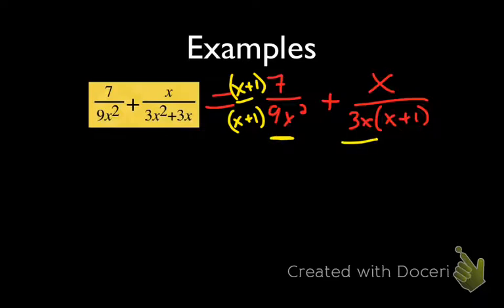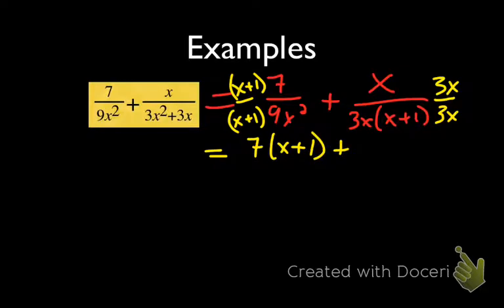So the question is, what do I multiply the right-hand side by to give me a 9x squared? Yeah, so I need to multiply by 3x. So I multiply by 3x over 3x. All right, and now we can simplify. This gives me 7 times x plus 1 on top, plus x times 3x is just 3x squared.